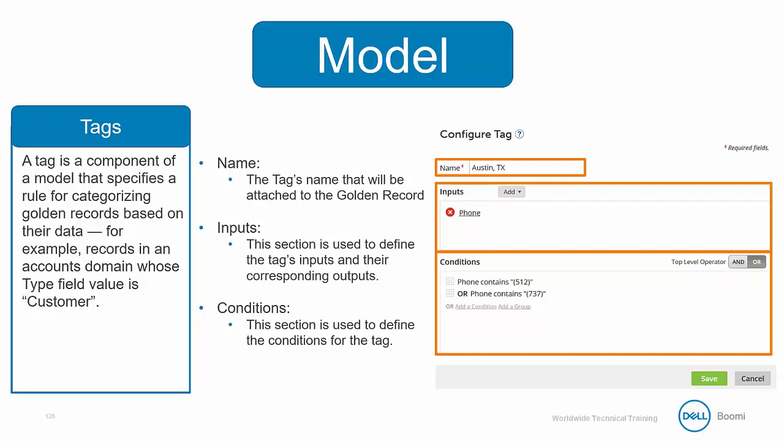In the example that we see here, we are setting up a tag to look at the phone field within our contact model. If that field contains either the string 512 or 737, then the golden record for that particular contact will receive the tag Austin, TX on its golden record. The tag will actually allow you to lump together records and can be filtered from the Steward tab. We're going to discuss tags and their possible uses in more depth within this upcoming exercise.